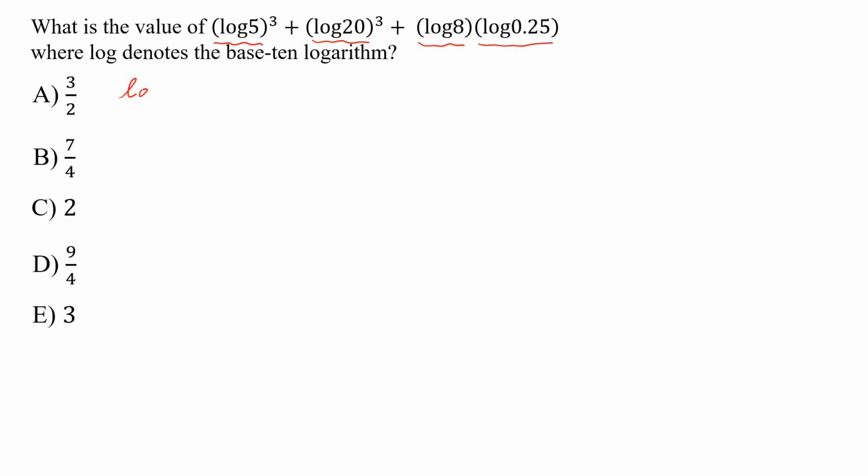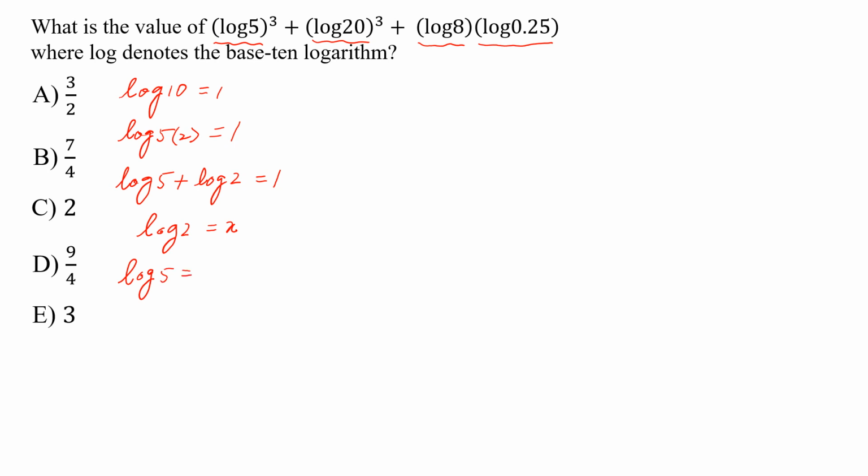We know that log 10 is equal to 1, and we can write log 10 as log (5 × 2) equal to 1. By using the log property, we can write this as log 5 + log 2 = 1. Let log 2 be equal to x, so log 5 will be equal to 1 minus x from here.